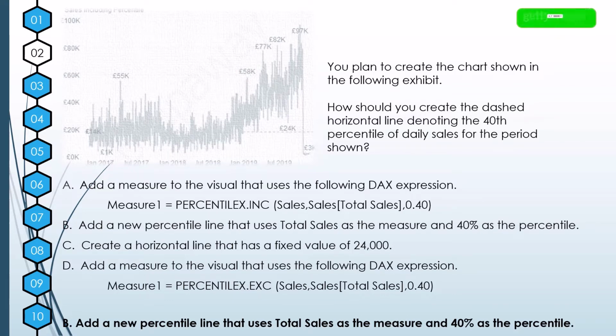D. Add a measure to the visual that uses the following DAX expression: Measure 1 = PERCENTILEX.EXC(Sales, Total Sales, 0.40). The answer is B. Add a new percentile line that uses total sales as the measure and 40% as the percentile.